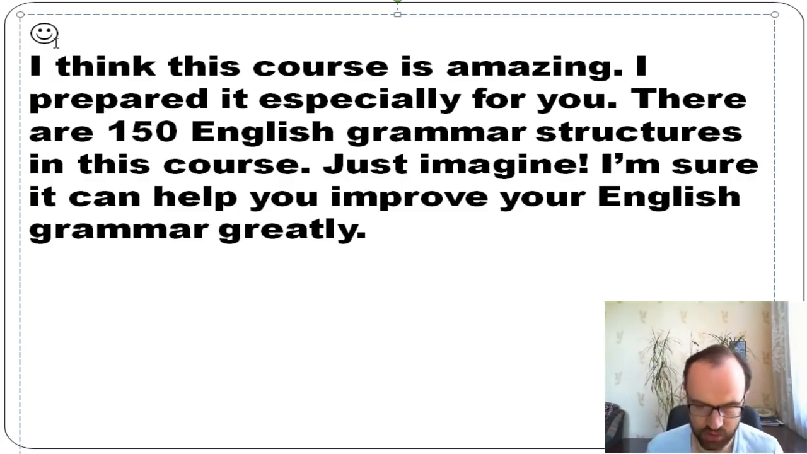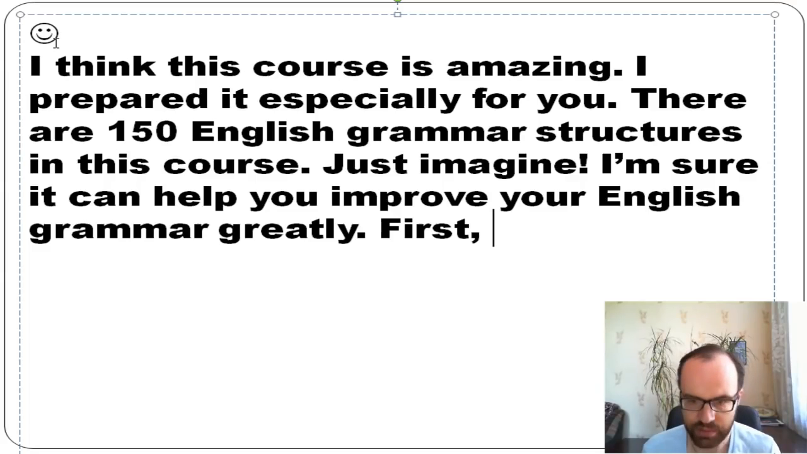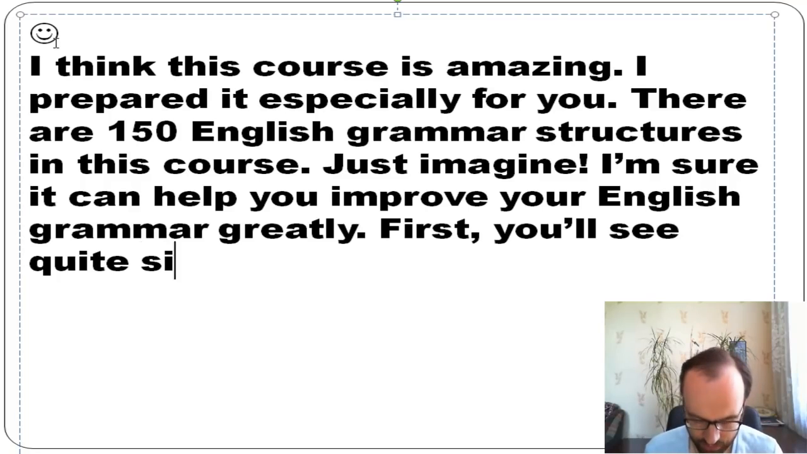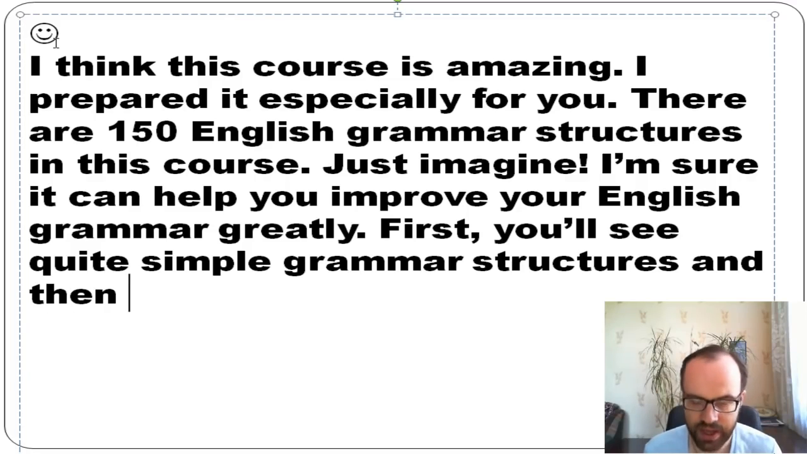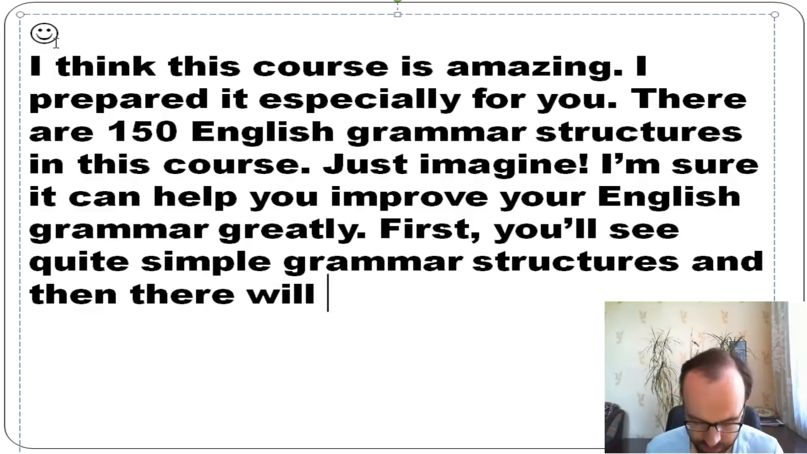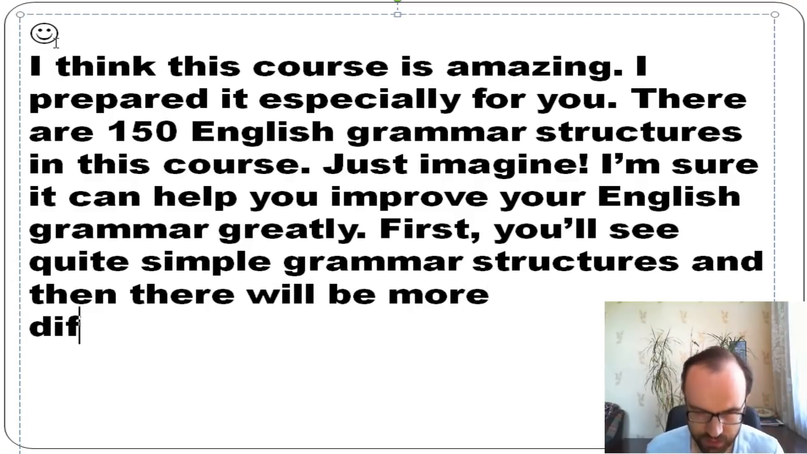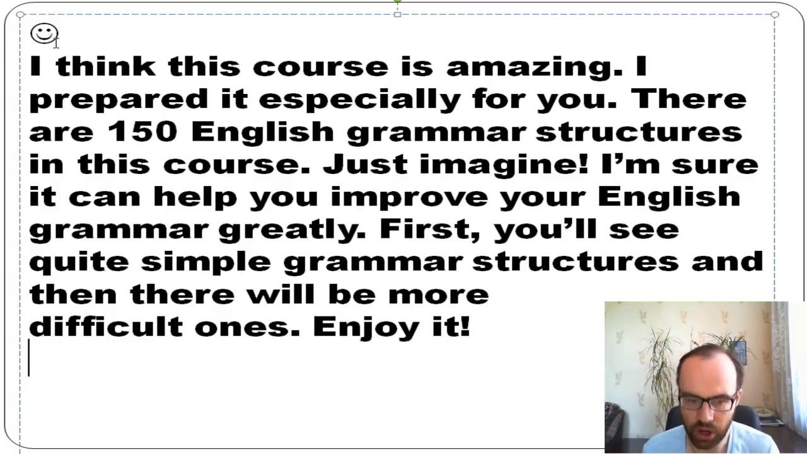So first, you'll see quite simple grammar structures, and then there will be more difficult ones. Enjoy it.